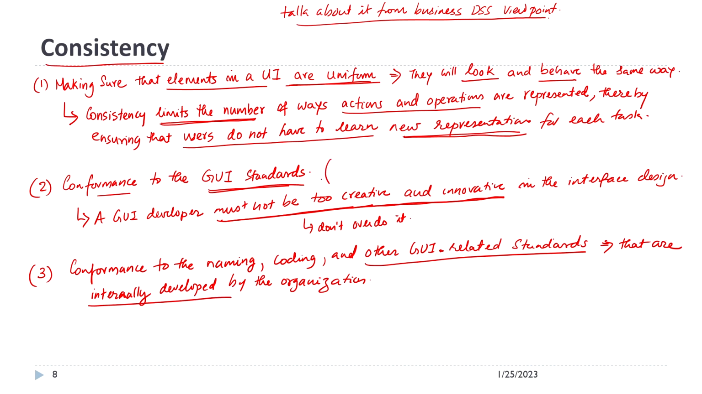Okay. The conformance to GUI standards, you can say global, regional, etc., or another way to think about it is extrinsic, standards that exist outside the organization, whereas the other one is you should also do naming, coding and other GUI related standards. It should also conform to the internally developed standards of an organization. Okay. And make sure that you are not in direct conflict with the extrinsic standards.